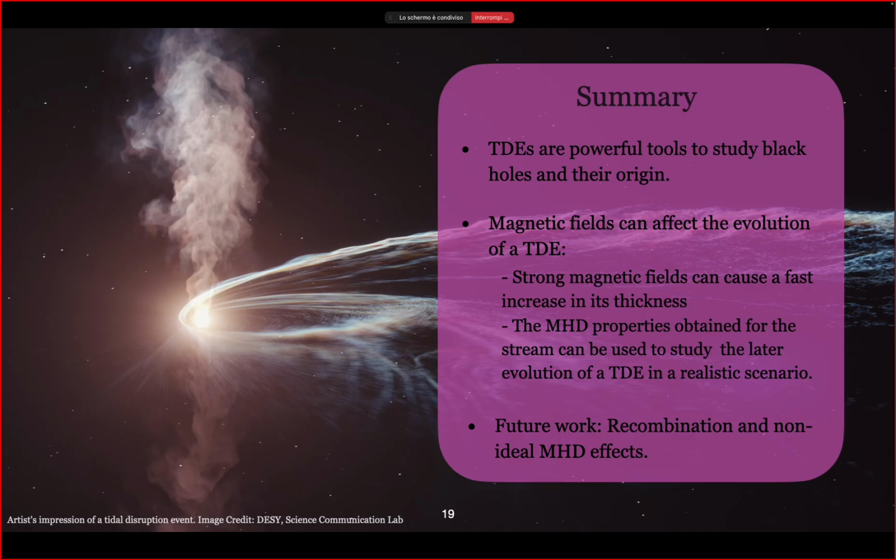So I will finish with a summary. TDEs are a powerful tool to study black holes and their origin, and I hope I convinced you that magnetic fields can be important during a TDE, and they can cause this fast increase in the stream thickness, which can have consequences for the later evolution. And by studying the TDE with the inclusion of magnetic fields, we can not only look at its effect, but also characterize the properties of the stream, which can then be used to study the later evolution of the event. And that's it.